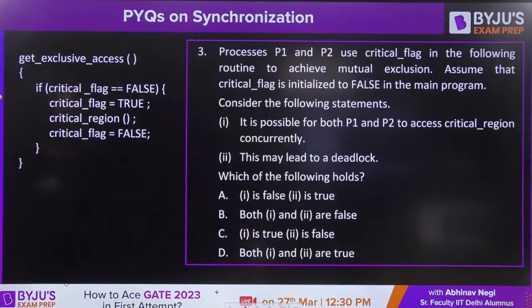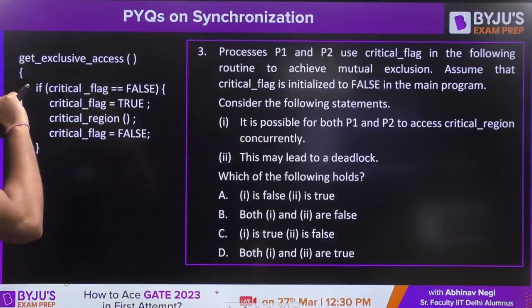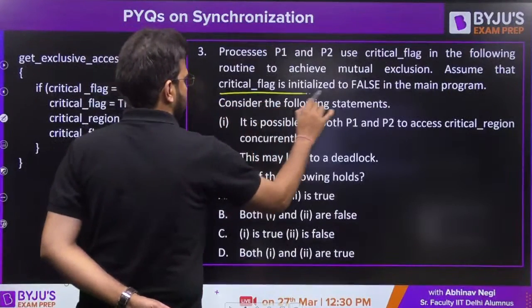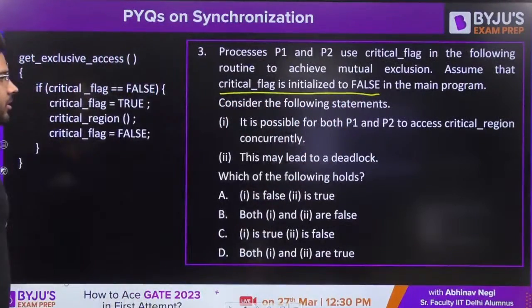Try to solve this question. Here we have two processes P1 and P2 using critical flag in order to achieve mutual exclusion. Critical flag is initialized to false in the main program. Now there are two statements given to you, and you have to find which one is true and which one is false. Try to solve this and let me know what should be the answer.